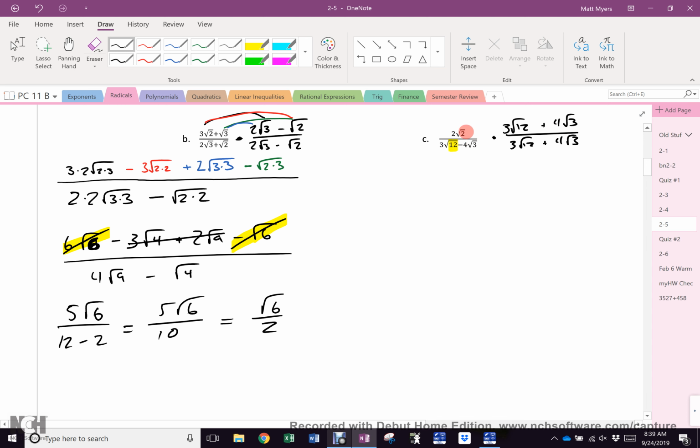Now up top, yeah, you're going to get a root 24, but that's still pretty easy to simplify, right? Who makes this decision? You do. Don't, what's the word I'm looking for?